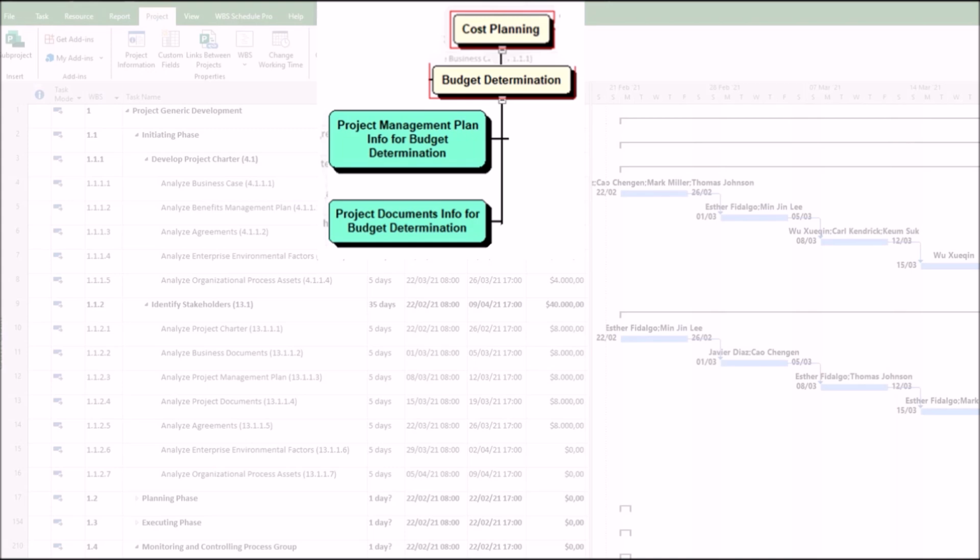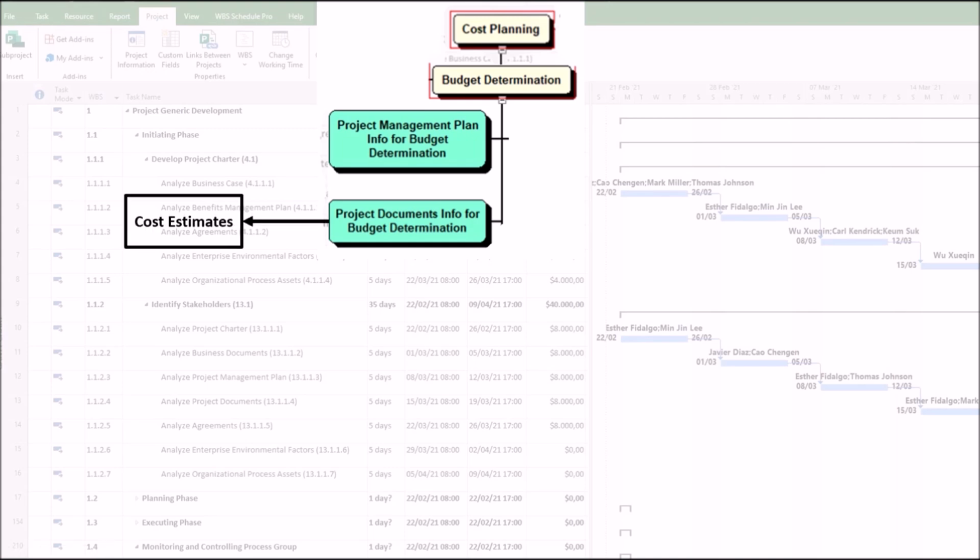How important is the input of project documents to the determine budget process? The input of project documents is critically important to the determine budget process. The determine budget process involves aggregating the estimated costs of individual activities or work packages to establish an authorized cost baseline. Key project documents that influence the determine budget process.